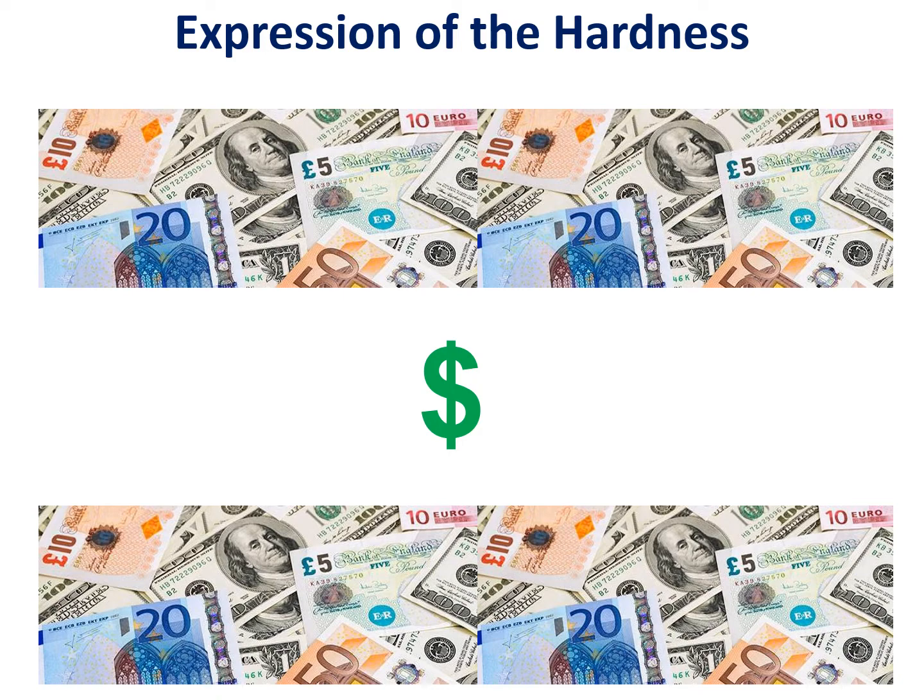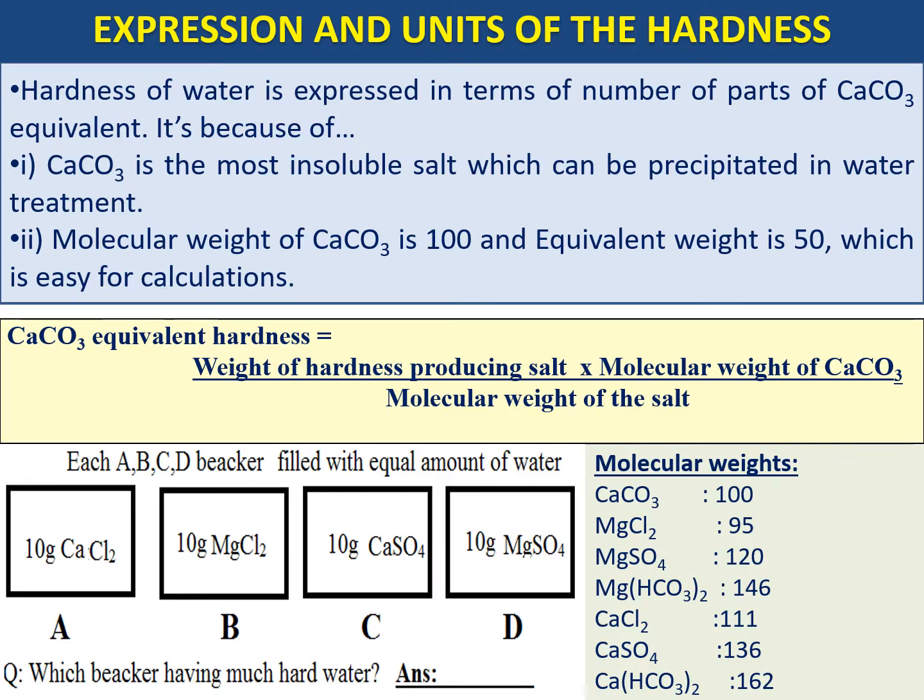If you convert them into one reference compound, then you can easily conclude the last question I am asking: converting 10 grams of a magnesium salt equals some x grams of one salt. If you convert all these salts into a reference compound, then by seeing the quantity of the reference compound, you can easily tell which water has much hardness. That is called CaCO3 equivalent hardness. Hardness of water is expressed in terms of number of parts of CaCO3 equivalents.